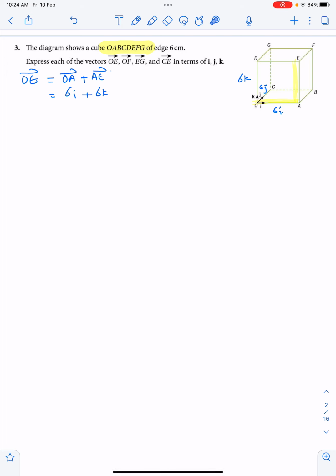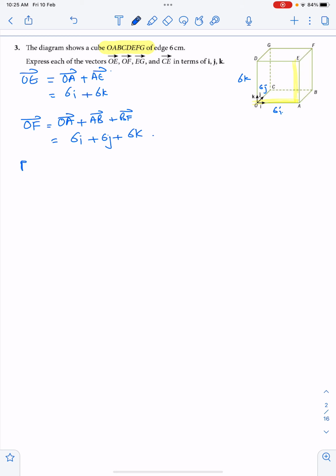Then the next part is where you have to find OF. In order to find OF, you have to go from O to A to B, and B to F. We know O to A is 6i, A to B is 6j, and B to F is 6k. This is the answer to this part.